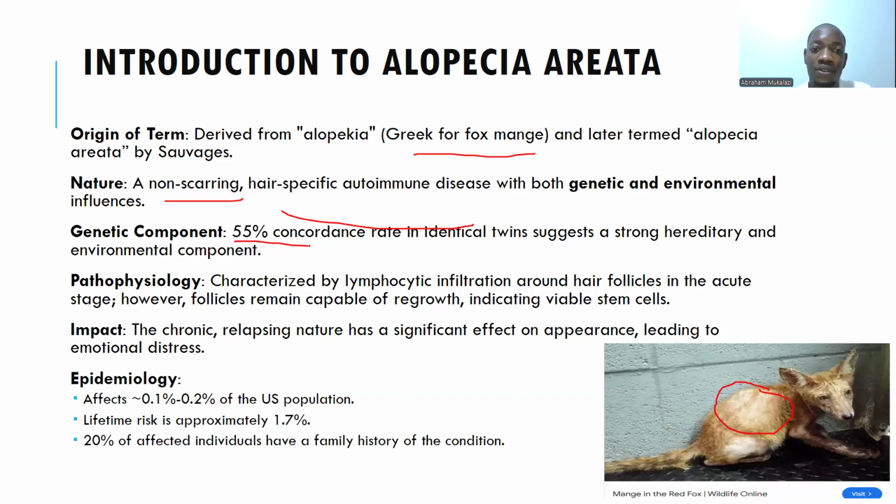And in the pathophysiology, we see that it is usually characterized by lymphocytic infiltrate around hair follicles, especially the CD8 cells. That is in the acute phase. But then later on, these affected hairs are actually able to regrow. That means that there's no effect on the stem cells located at the base of the hair follicles. And when you look at this particular condition, alopecia areata, it usually has a very chronic nature.